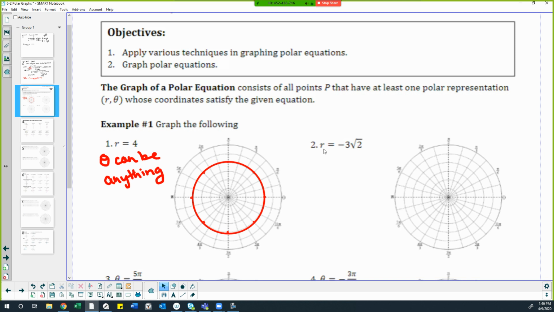Okay. Next. So r equals a number again. Isn't that still going to just be a circle? But this time it's a negative number. So what does that mean? It doesn't really change much of anything that it's negative. So we just need to figure out 3 square root 2 just for graphing purposes. What is 3 square root 2 approximately?